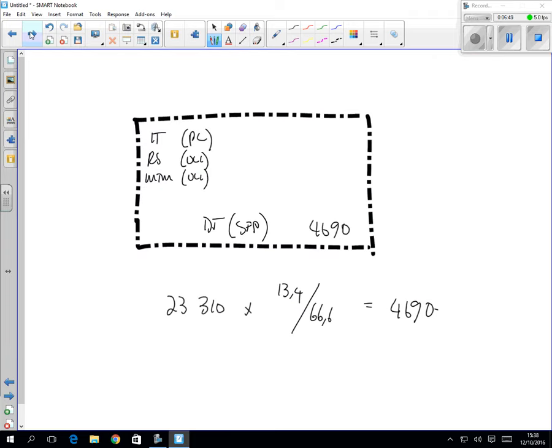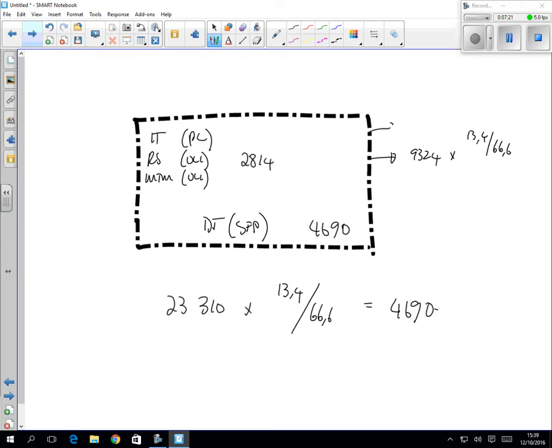So here we go then. Other comprehensive income, reval surplus, 9324 times 13.4 over 66.6. That amount which is 2814. Okay, the tax expense, or the tax charge, if you like, is going to be presented in other comprehensive income.